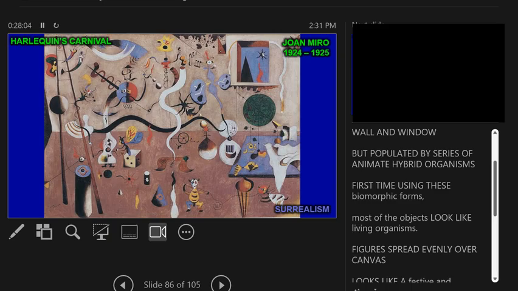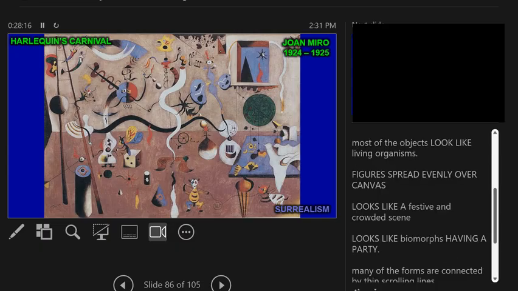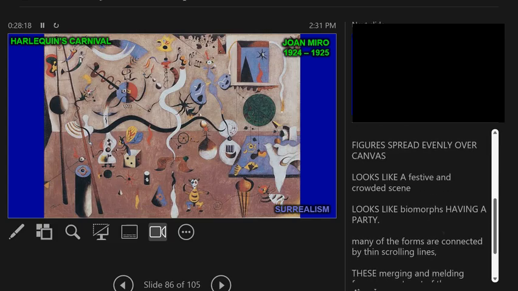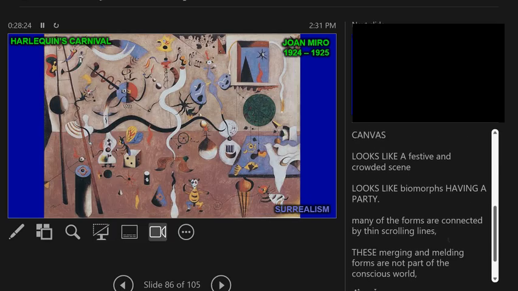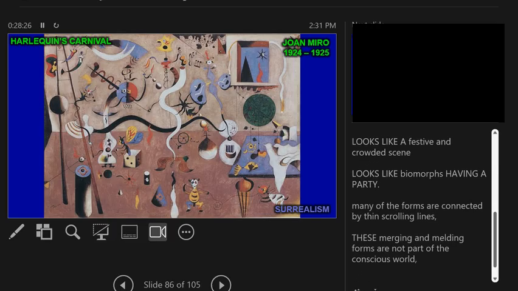They kind of look like amoebas or these almost childish kind of shaped figures. Most of these objects look like living organisms. Like I said, it looks like amoebas sometimes. And the figures are spread evenly over the canvas. And it's almost like a festive scene, like everybody's having a party. My daughter watches a lot of Adventure Time, and it kind of reminds me of that.